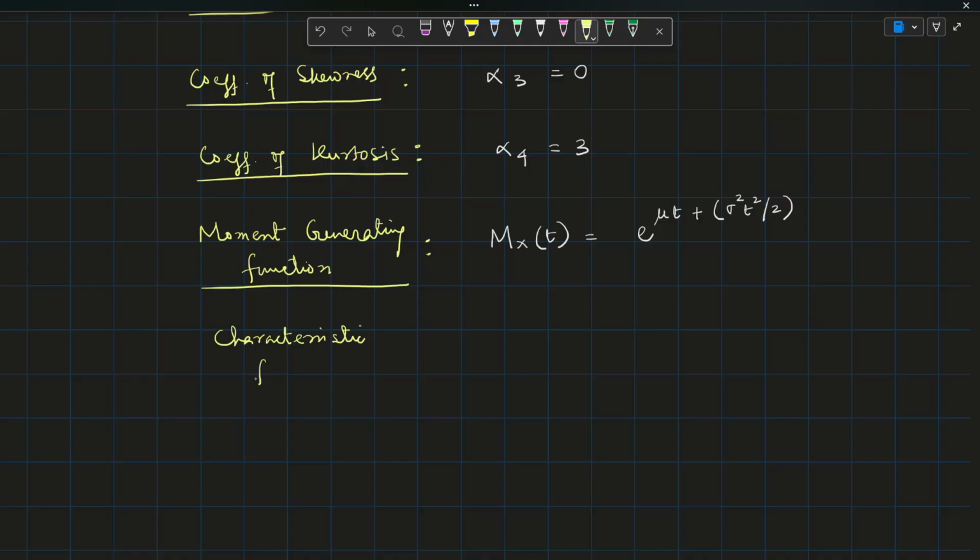And then the characteristic function, which can be remembered easily from the moment generating function. So phi_x(omega) is just replacing i omega in place of t in the moment generating function. So e to the power i mu omega minus sigma square omega square by 2.